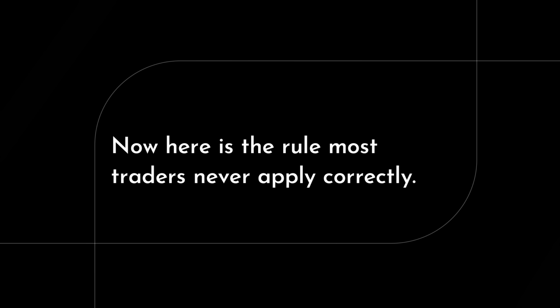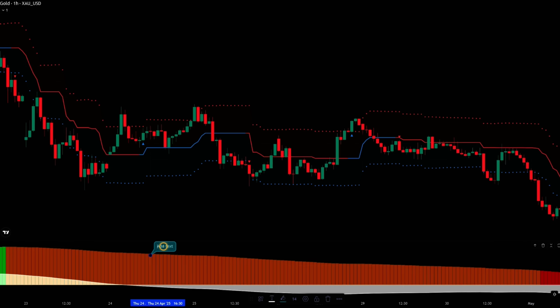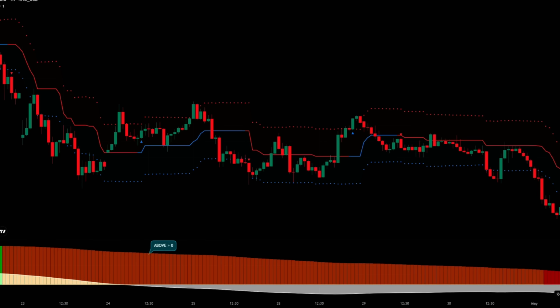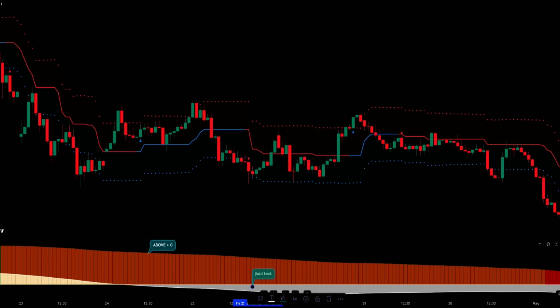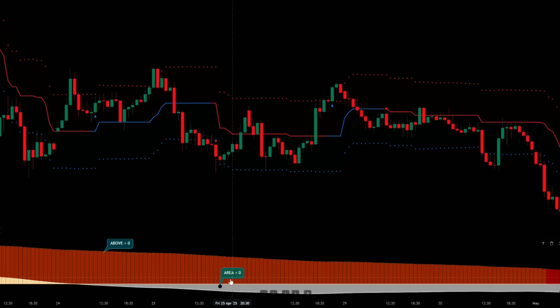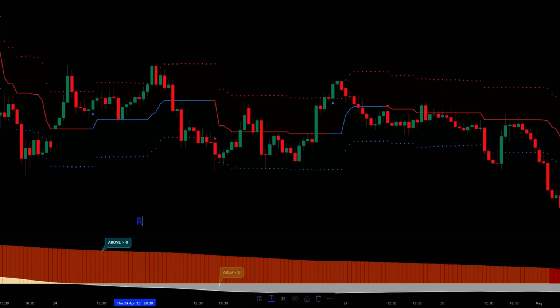Now here's the rule most traders never apply correctly. This is the condition I warned you about at the beginning. When the histogram and area are not on the same side of the midline, the market is ranging. It does not matter what color the histogram is. If one is above the midline and the other is below it, there is no clear trend and no real momentum. This is where traders who understand trend still lose money.